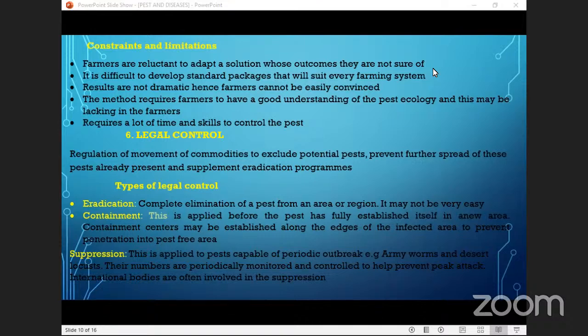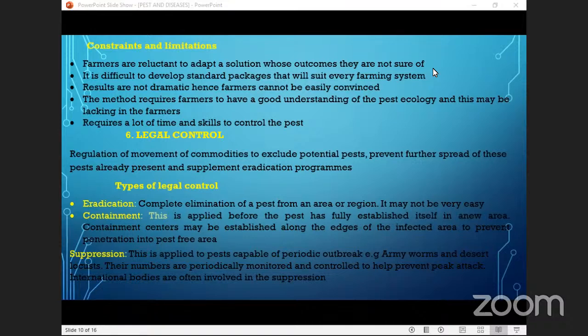And then the method requires farmers to have a good understanding of the pest ecology. And this may be lacking in farmers. Pest ecology, the environment the pests live in. When you have the knowledge of how the environment favors the growth of this pest, you could be able to adopt this method. But most farmers lack such wisdom. Hence, they abstain from this method.